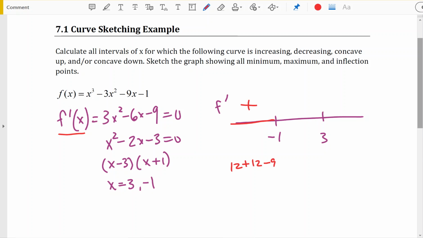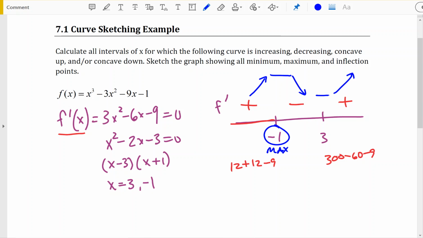For the middle interval, I'll plug in 0, which gives us negative 9, so that's a decreasing negative slope. And for the right of 3, I'll plug in something like 10, giving us 300 minus 60 minus 9. Well, that's going to be positive as well. Now, it's important that we recognize we have identified mins and maxes. Since the graph goes from increasing to 0 to decreasing, we now know that negative 1 is our max, and vice versa, going to 0 and increasing, we now know that 3 is our minimum value.